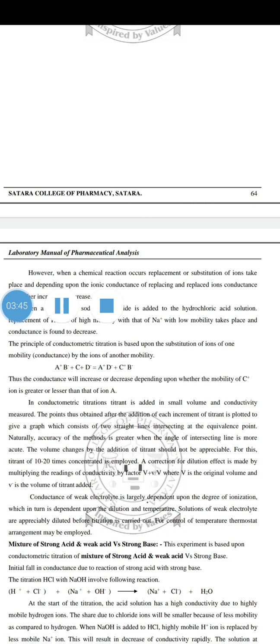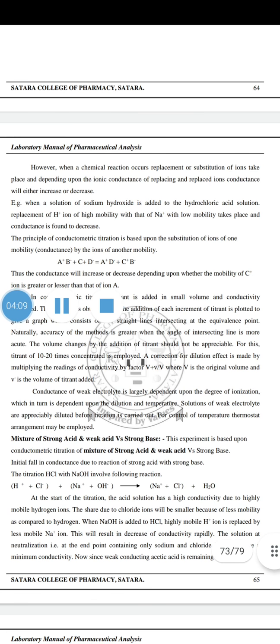The conductance of a weak electrolyte largely depends upon the degree of ionization, which in turn depends on dilution and temperature. Solutions of a weak electrolyte are appreciably diluted before titration is carried out. For control of temperature, a thermostat arrangement may be employed. Now, the mixture of strong acid and weak acid versus strong base. This experiment is based upon conductometric titration of a mixture of a strong acid and a weak acid versus a strong base.